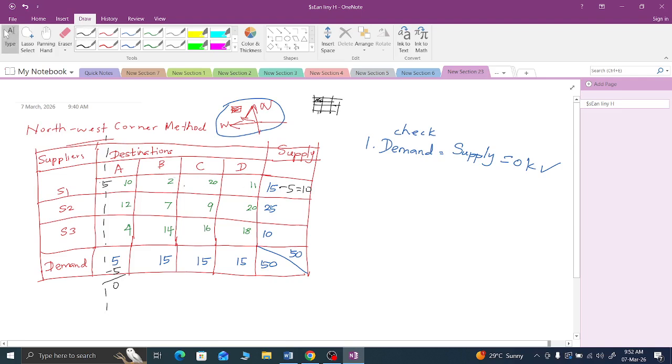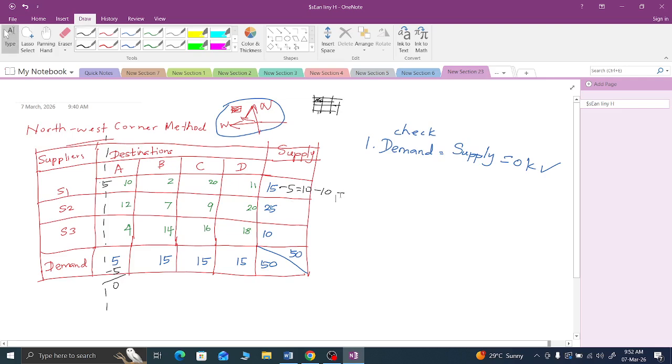Now the first step is done. Next, which one is the northwest corner? This is our available cells. So this is the northwest corner cell now, 2. Here, the maximum allocation I can give for this one is 15, but I have only 10 supply. So I am giving 10.